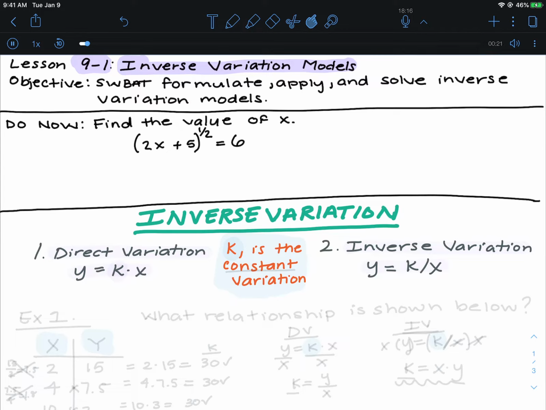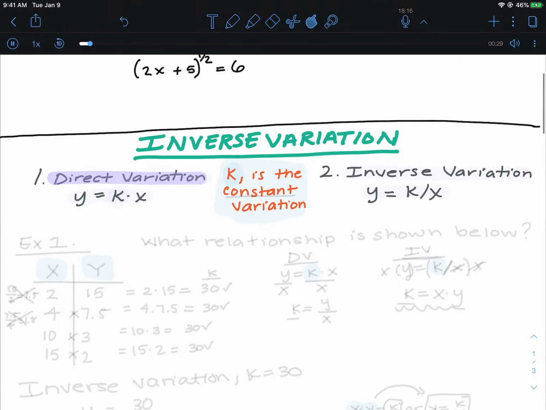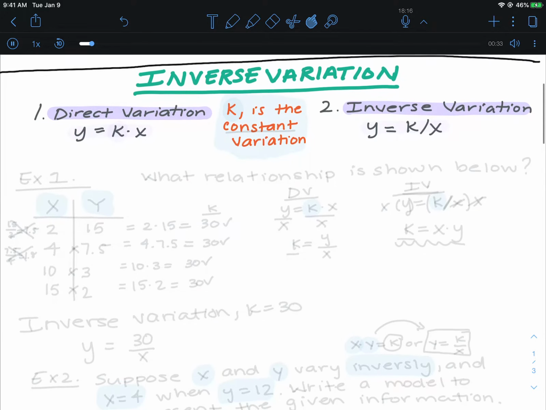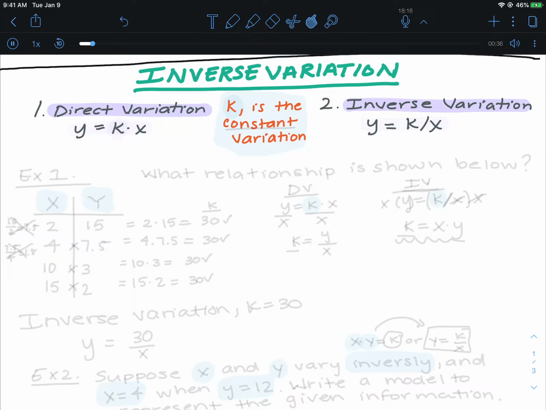So, inverse variation. There are going to be two types of variation. One of them is going to be direct variation, and the other one is going to be inverse variation. Now, how are you going to know when you have direct variation versus inverse variation? Well, that depends on the equation or the formula that you get. So, for example, direct variation is going to be y equals k times x, versus inverse variation, which is going to be y equals k divided by x. So, direct is going to be multiplication versus inverse is going to be division.